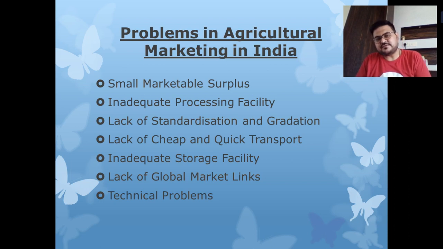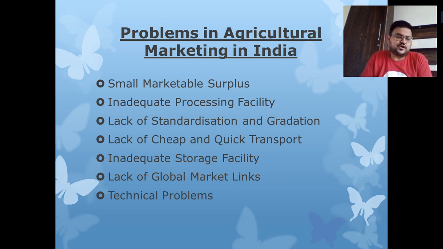So, what are the problems we are facing? One is small marketable surplus. So first of all, we don't have extra goods. There's no surplus of goods that we can market. Okay, we do not have proper processing facility. So a lot of our fruits, vegetables, crops, grains, they get destroyed because we do not have proper processing facility. If they are not processed, then we cannot market them further, right? There's no standardization and gradation.